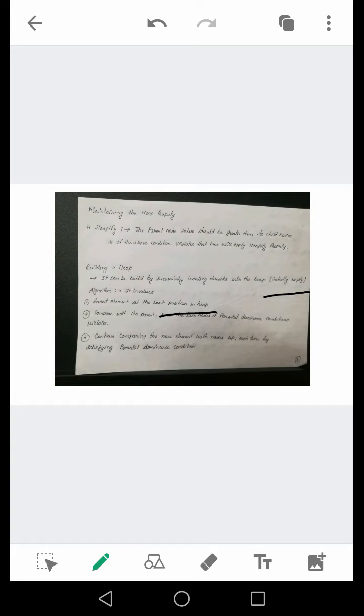What is this parental dominance condition violation? That the parent is greater than its child node. And the third step says to continue comparing the new element with the node above it each time, satisfying the parental dominance condition.